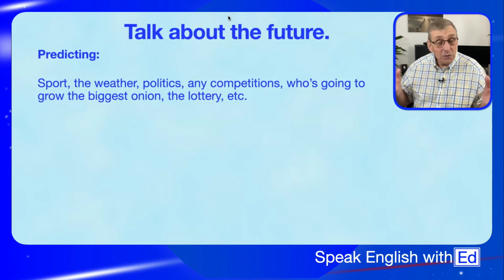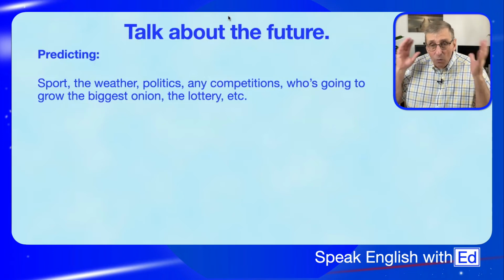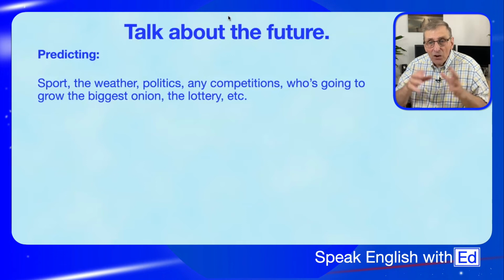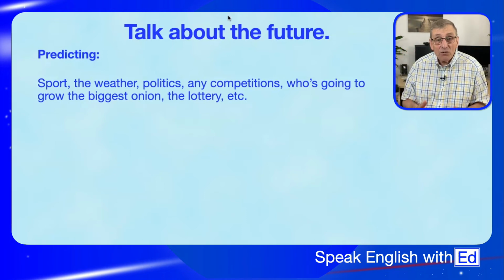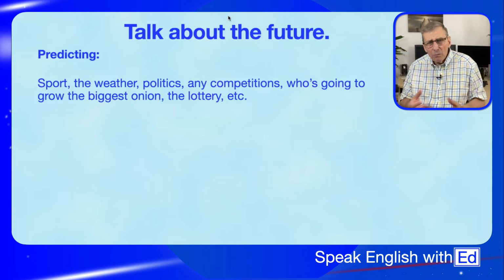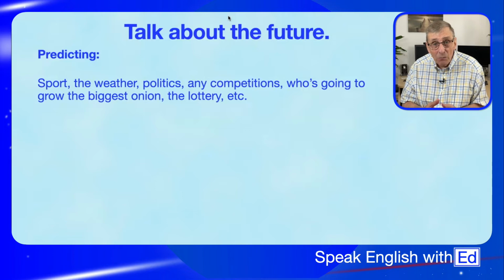It could be any competitions. It could be a singing competition or whatever. If it's a competition, you can predict it. You can predict who's going to grow the biggest onion. If you've got an allotment, you can predict who's going to grow the biggest onion, or how heavy the biggest onion will weigh. How heavy will it be?